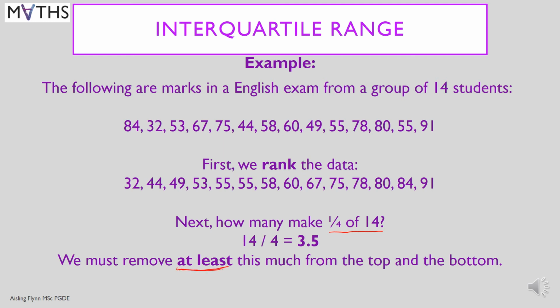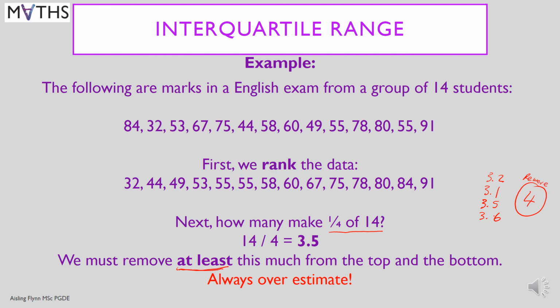So that means basically we must remove 4 values. So we always round up from your number. If you get an answer of 3.5, or 3.6, but equally 3.1 or 3.2, you must always remove 4 values.